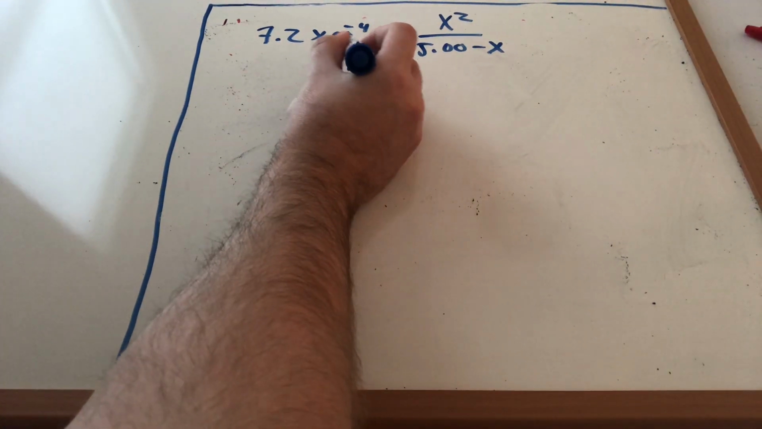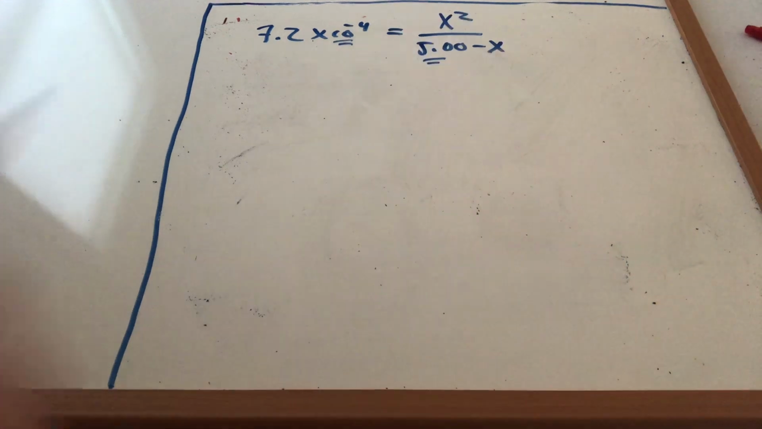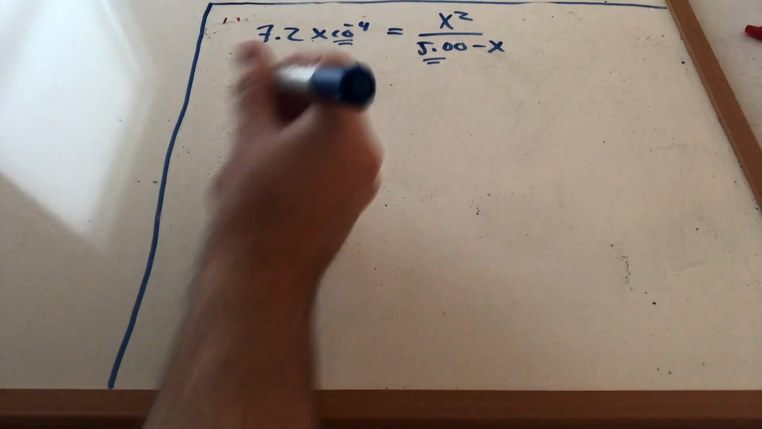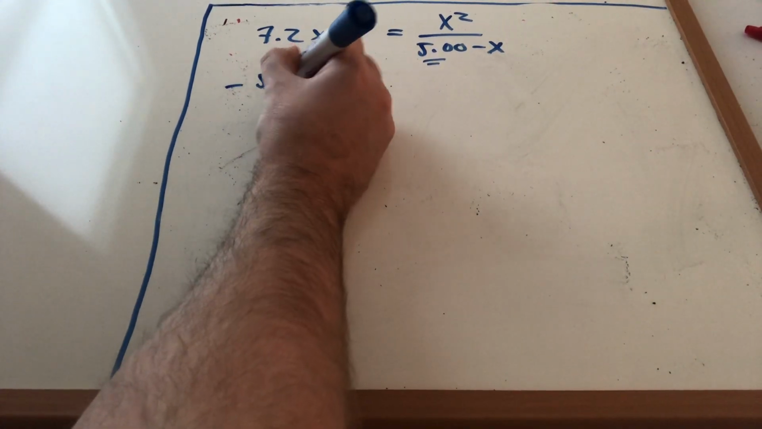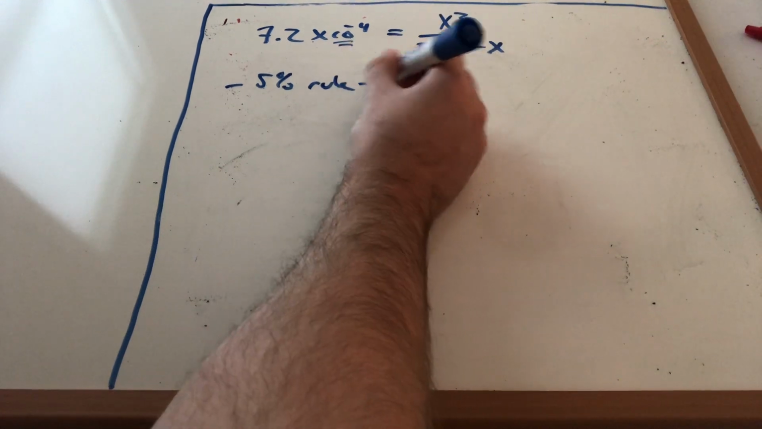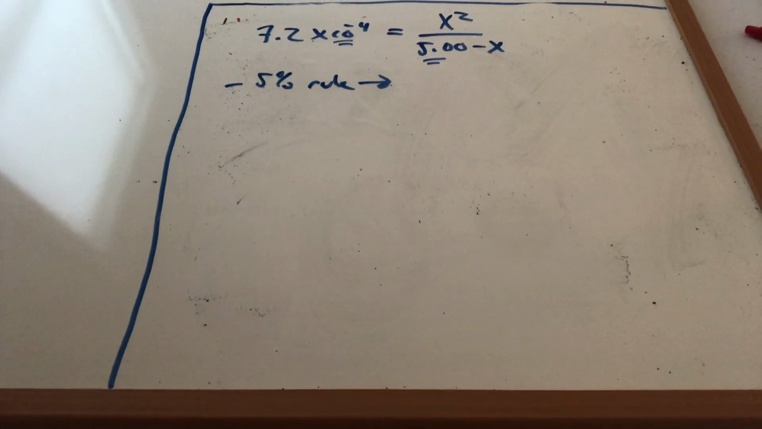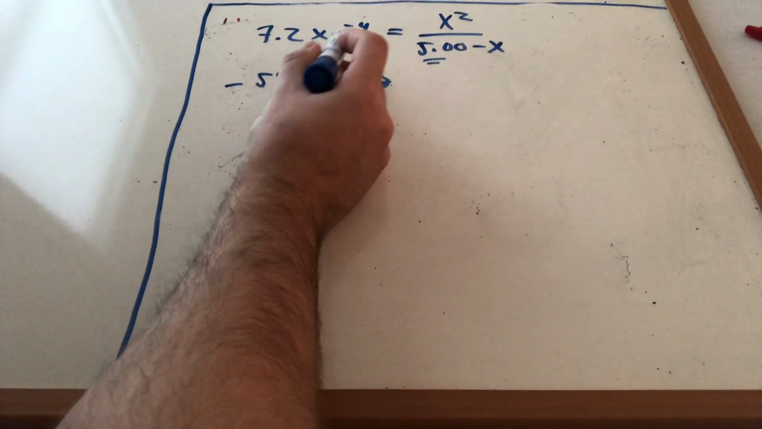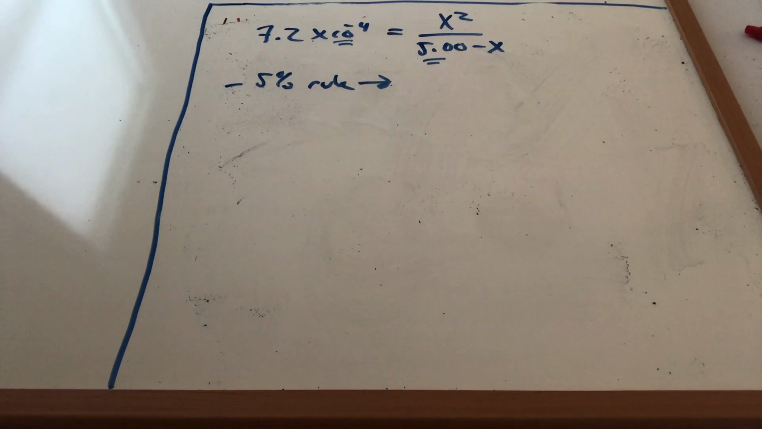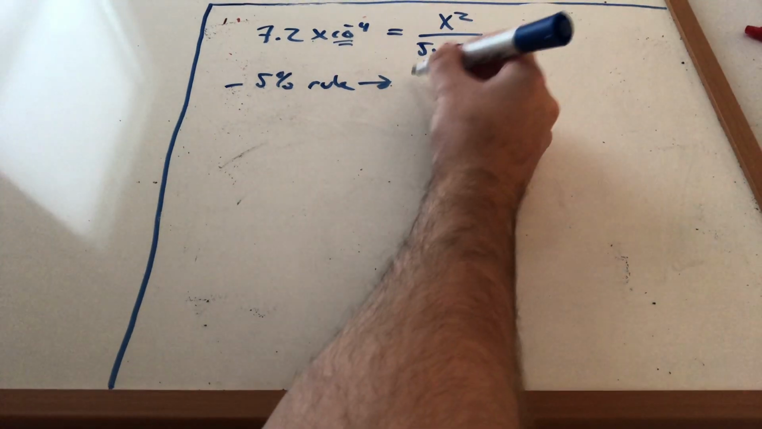I see this as 10 to the minus 4. I see this as 10 to the 0. This is a great opportunity to use the 5% rule. All right, so all those 5% rule checks, those ideas come into play. We're moving in the unfavored direction. All right, remember this is a weak acid, so the reactant side is going to be favored, but we're moving to make products.